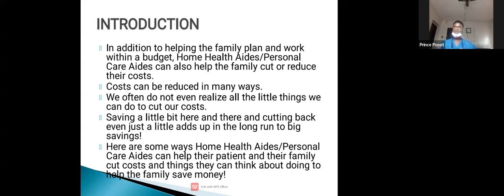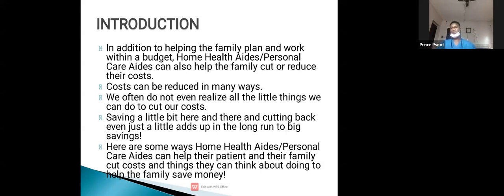There are some little things that take our money that when you calculate how much has gone to things that don't really matter, you see that a lot of money has gone out. So there are things that we often do that we don't pay attention to, whereas these things cost us a lot. So saving a little bit here and there, cutting back even just a little, will add up in the long run towards big savings.